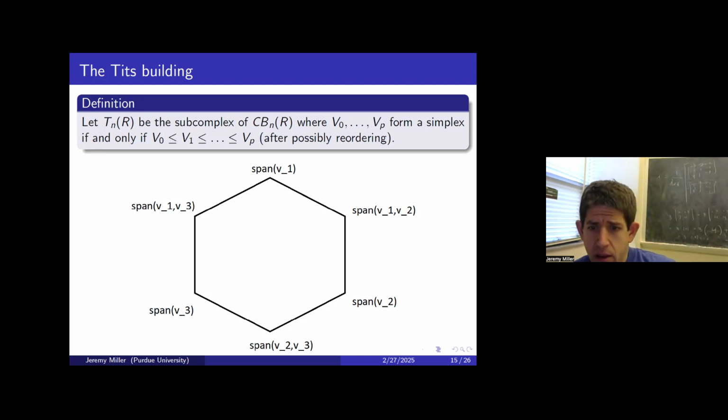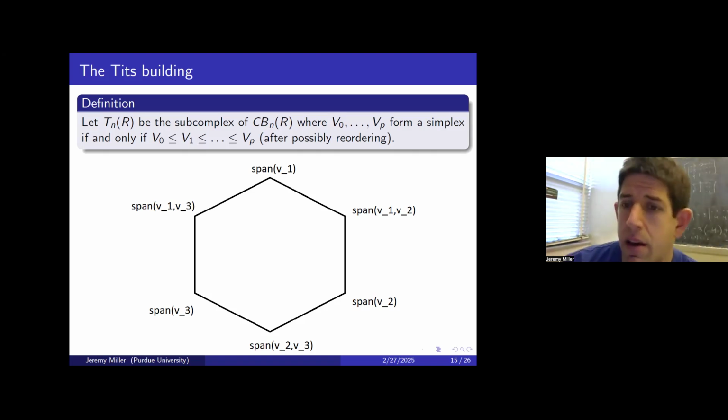If v1, v2, v3 are a basis, or at least a subset of a basis, then you get these 6 vertices in the common basis complex, and in the common basis complex they would span a 5-simplex. But here you only have edges if you have containment. So v1 is contained in the span of v1, v2 and in the span of v1, v3, but it's not contained in the other ones. So you end up getting this hexagon instead of a 5-simplex.